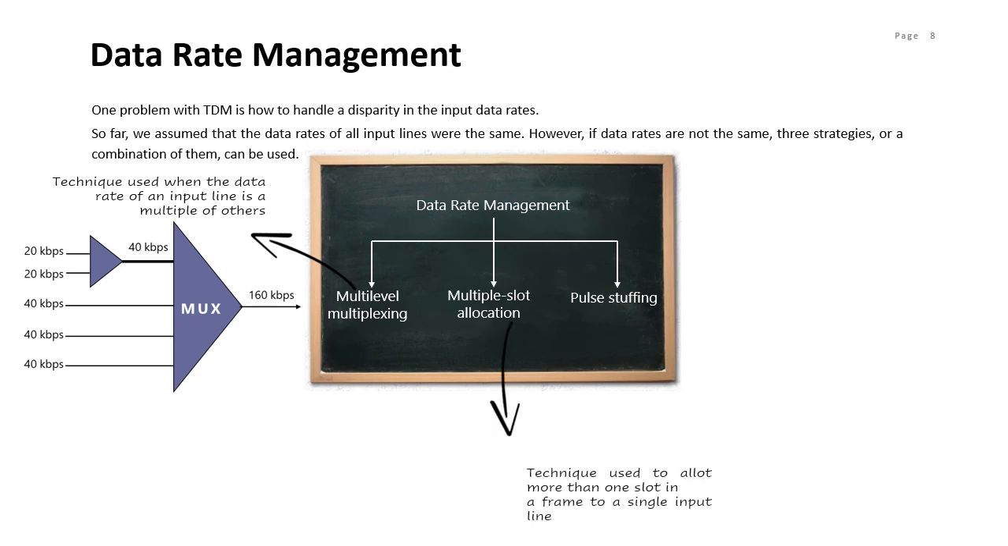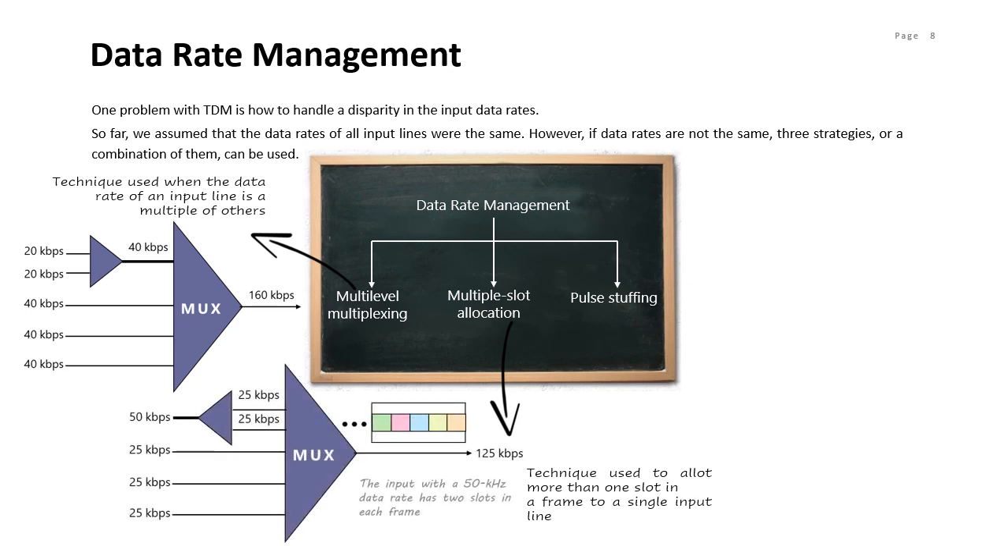Multiple slot allocation can be used when there is an input line that has a data rate that is a multiple of another input. The higher bit rate channels are allocated more slots per frame, and the output frame rate is a multiple of each input link. It is more efficient to allot more than one slot in a frame to a single input line. In the figure at the bottom, the input line with a 50 kilobit per second data rate can be given 2 slots in the output. We insert a demultiplexer in the line to make 2 inputs out of 1.